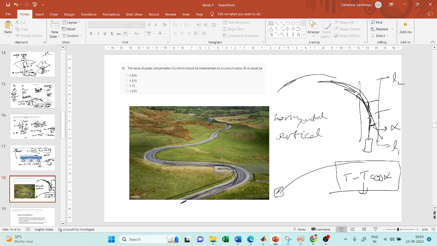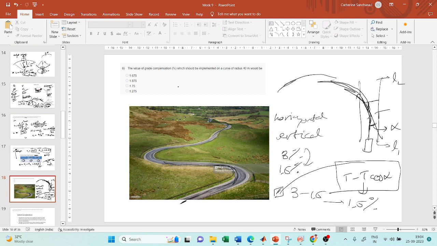Okay, so if your vertical grade is say 3%, and if you find out your grade compensation value is 1.5%, then you have to reduce your grade to 3 minus 1.5. So the final grade that you provide will be 1.5%. Okay, so that is called grade compensation. You are compensating the grade so that your vehicle will not have difficulty in traversing this portion of the curve. Okay. So how to find out this grade compensation?